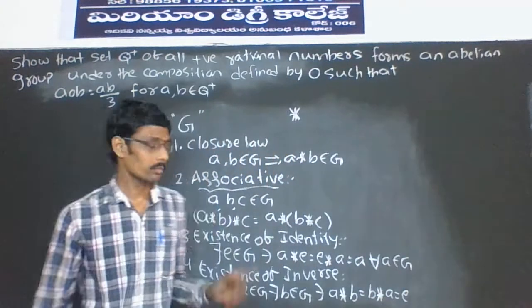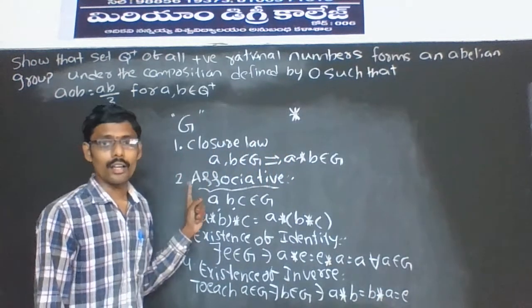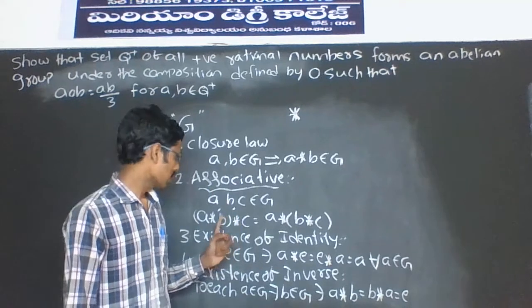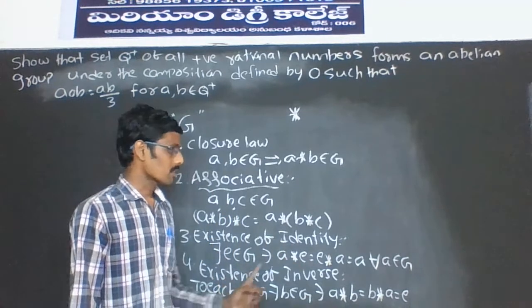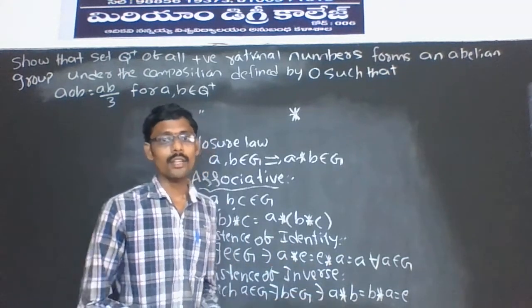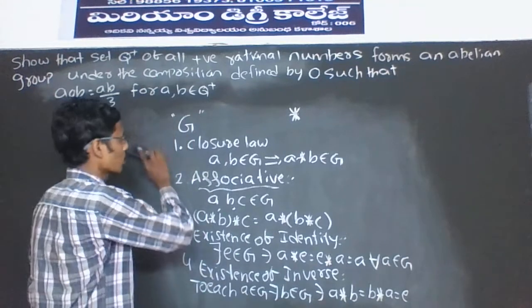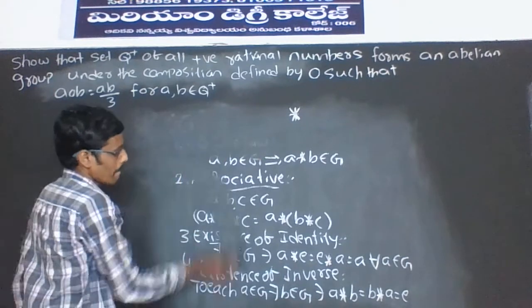This is called a group: closure law, associative law, existence of identity, existence of inverse. If these properties are satisfied, it is called a group. First problem.